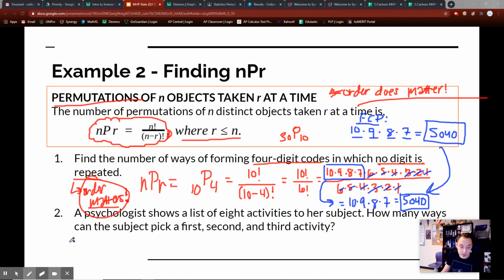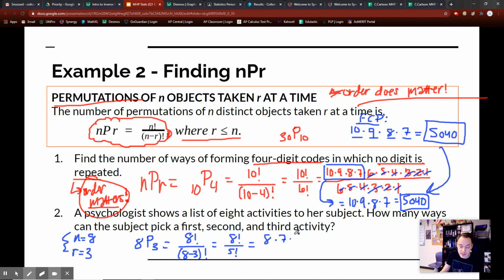So then what we would do is we would say, okay, well, n has to be the bigger number, so 8. r equals the smaller number, which is 3. So 8P3 equals 8 factorial over 8 minus 3 factorial. Okay, this equals 8 factorial over 8 minus 3, which is 5 factorial, which then is 8 times 7 times 6 times 5 factorial.